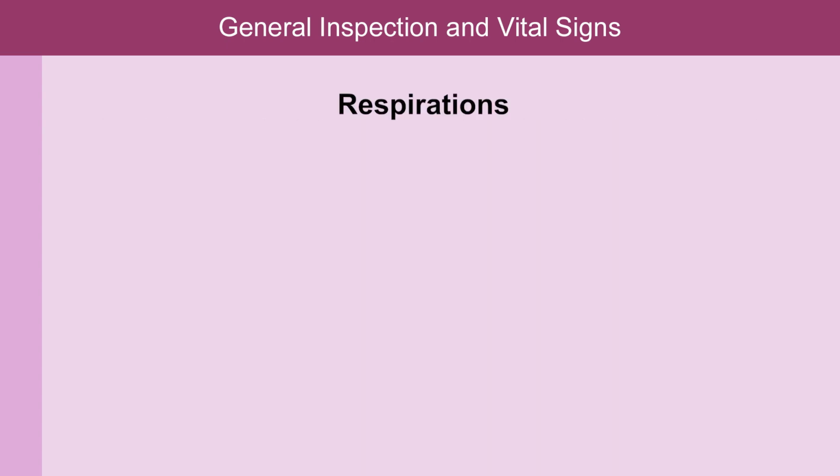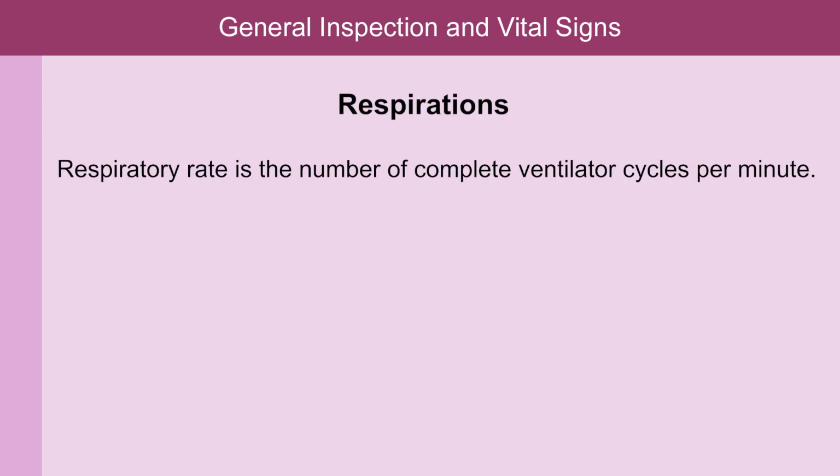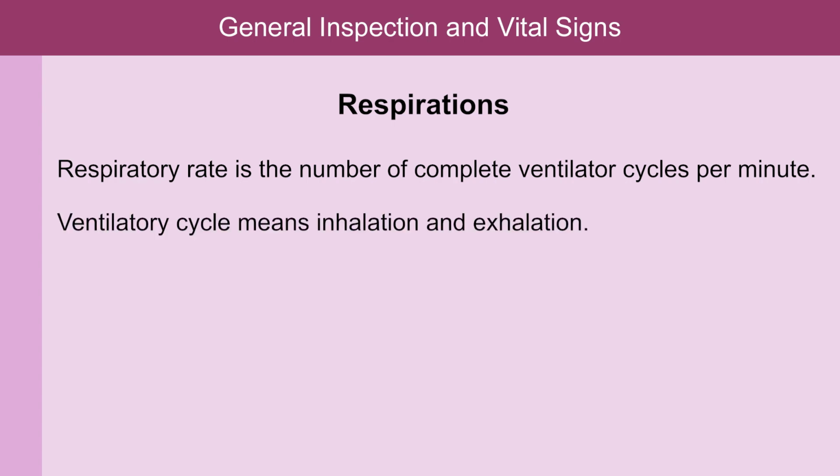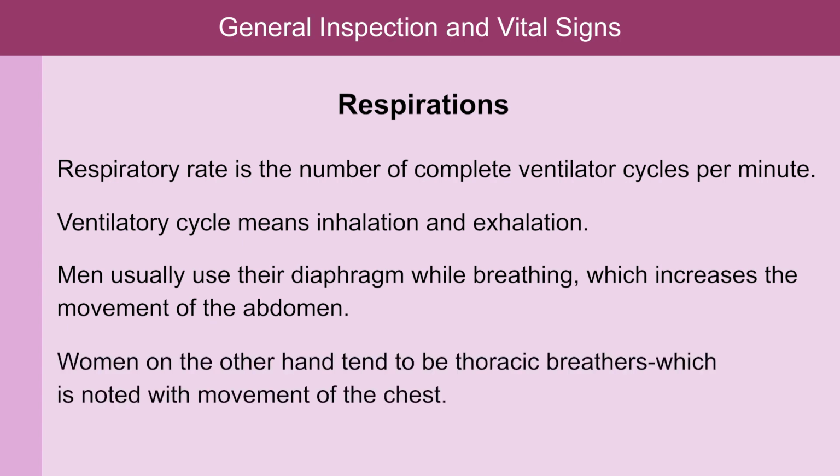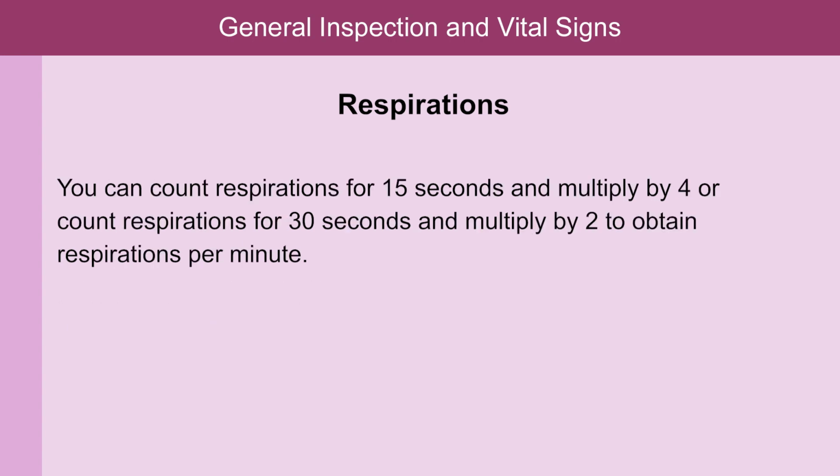Let's go over respirations. Respiratory rate is the number of complete ventilatory cycles per minute. Ventilatory cycle means inhalation and exhalation. Men usually use their diaphragm while breathing, which increases the movement of the abdomen. Women, on the other hand, tend to be thoracic breathers, which is noted with movement of the chest. You can count respirations for 15 seconds and multiply by 4, or count respirations for 30 seconds and multiply by 2 to obtain respirations per minute.